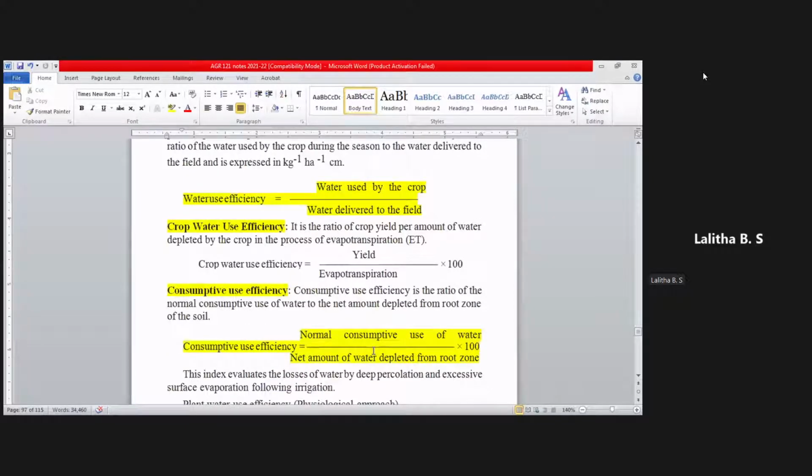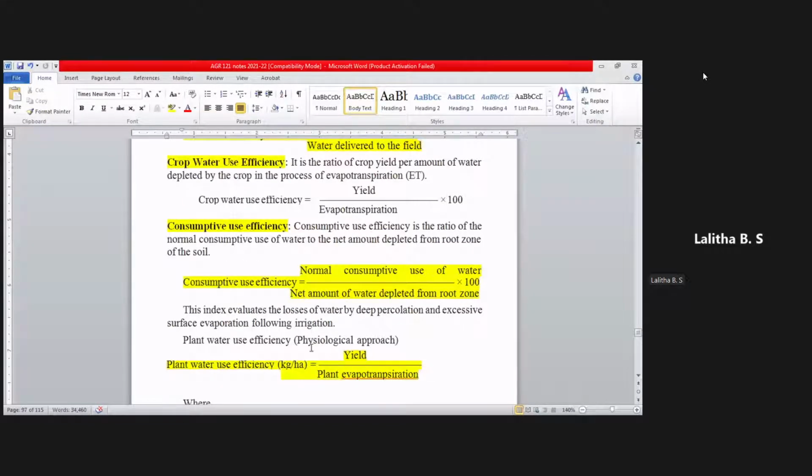Then consumptive use is, more or less as I told, the evapotranspiration loss. Of the water absorbed, less than 1% is actually used by the plant for metabolic activities including photosynthesis. The rest, 99%, goes out in the form of evapotranspiration. So that's why the consumptive use efficiency is the ratio of the normal consumptive use of water to the net amount of water given.